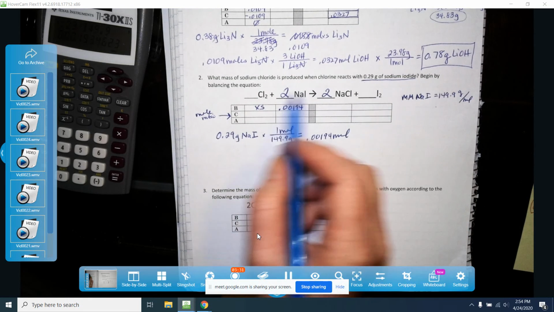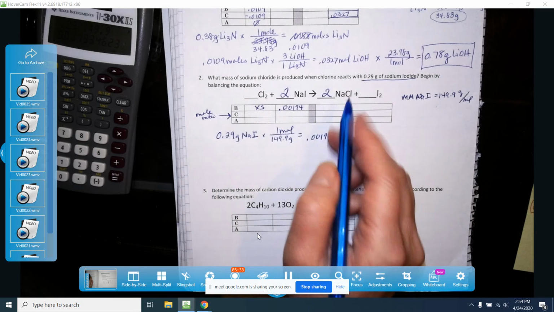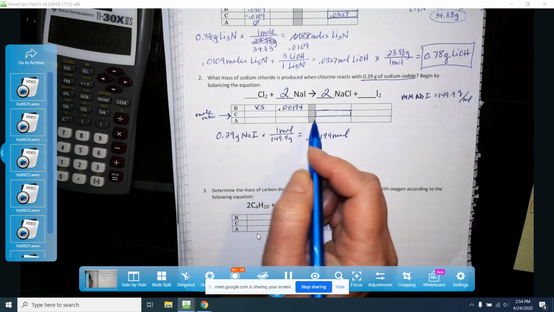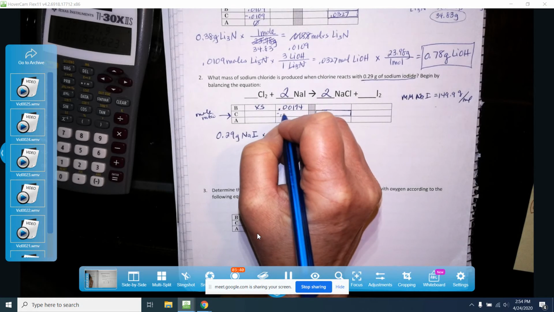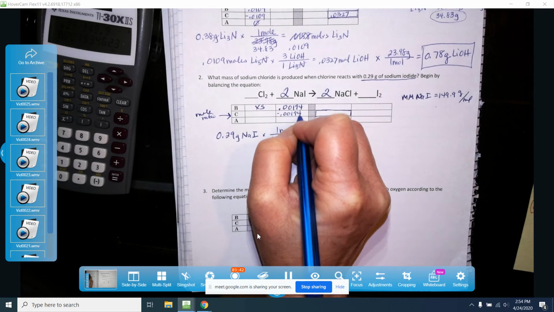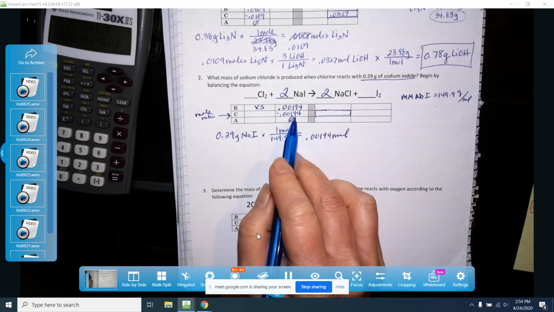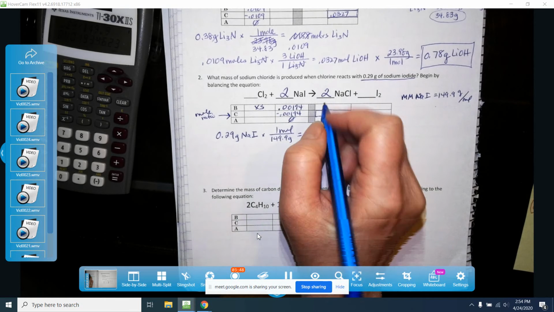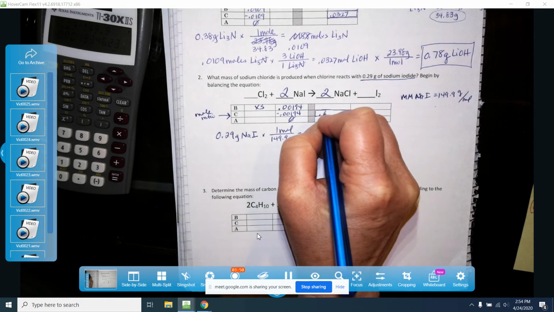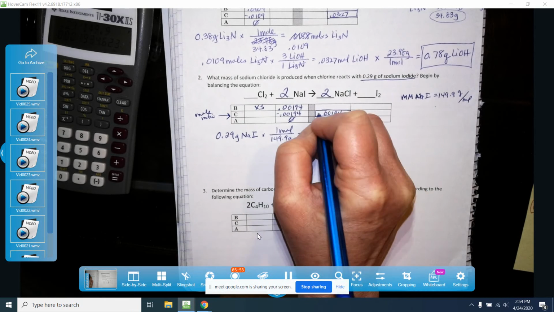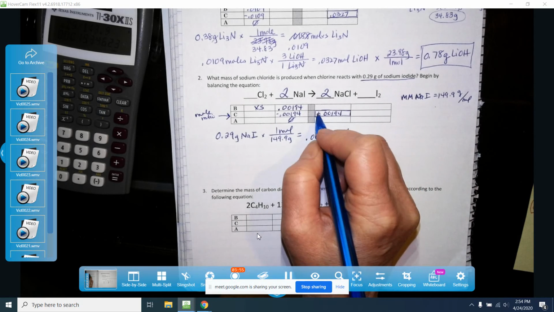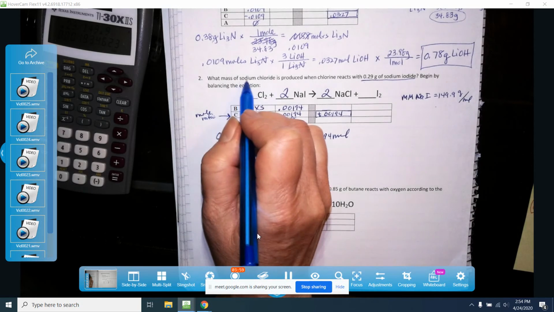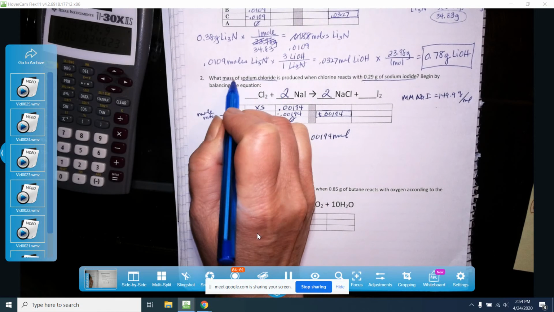Okay, and then they want to know what mass of sodium chloride. So this is the thing we're trying to find right here. Okay, and we're going to use up all of this. Then based on our mole ratio, it's a 1-to-1 ratio. So this is going to be the same, 0.00194. That's what we're making. It's what we want, right? They're asking for sodium chloride, but they're asking for mass.